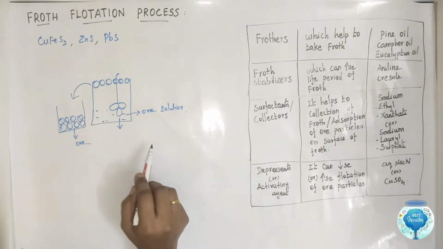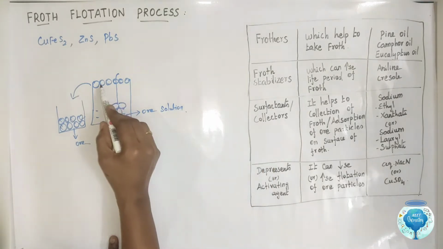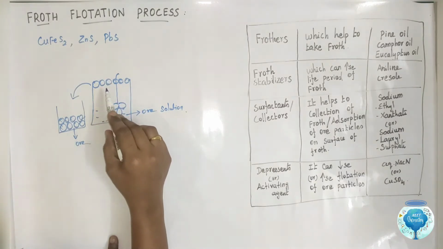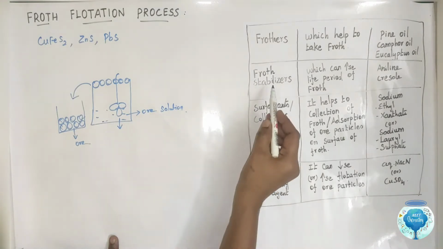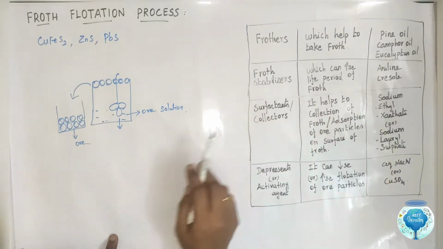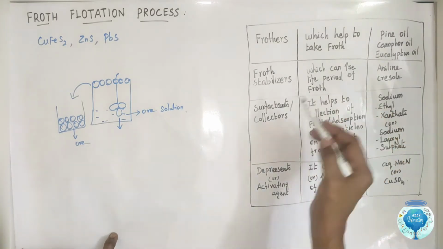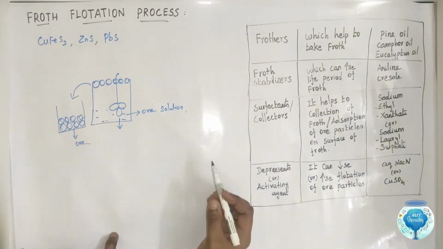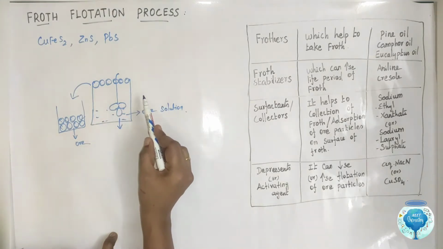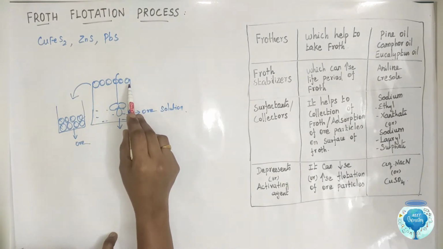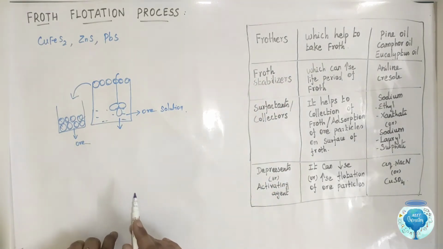Second one, froth stabilizers. When foams form, they quickly convert back to solution. That's why we need to add froth stabilizers. Examples: aniline and cresol, which can increase the life period of the froth. Otherwise the froth quickly converts to solution, so we need froth stabilizers.